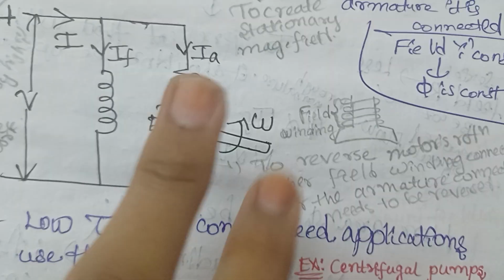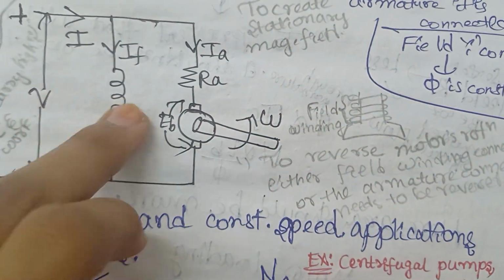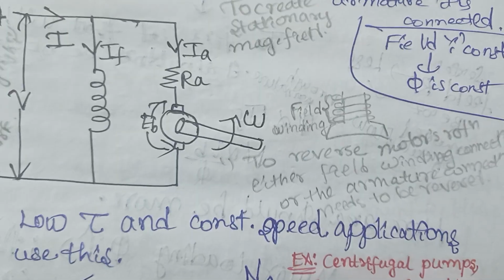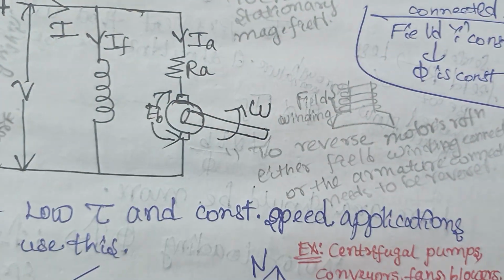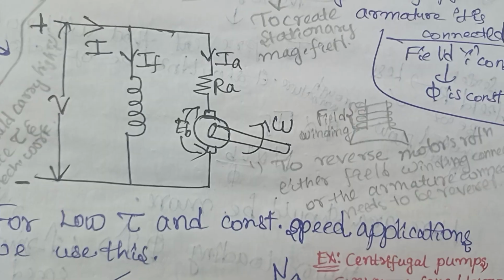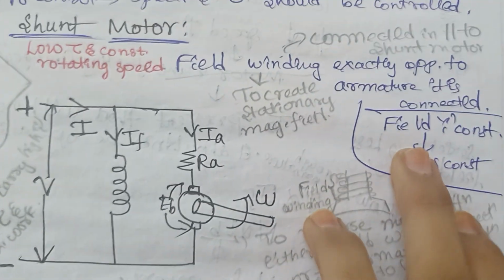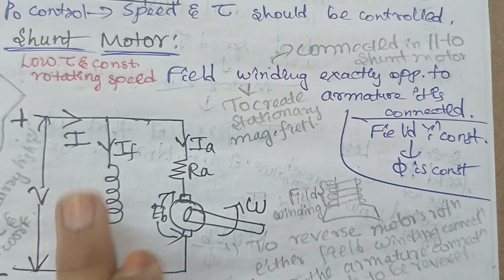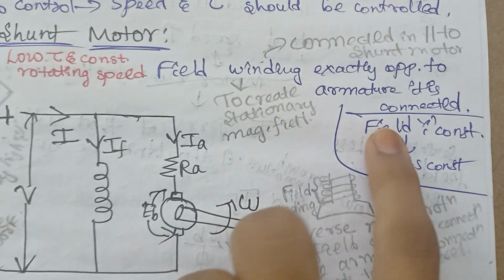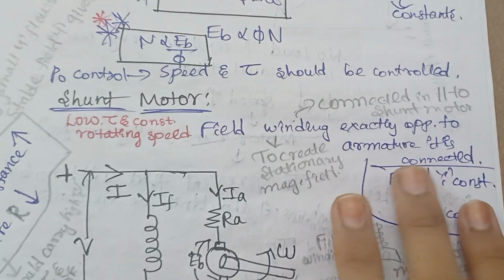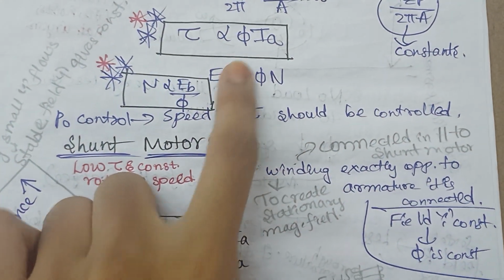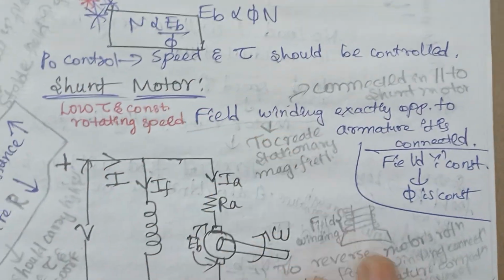Okay, either reversing the field winding connection or the armature connection will only lead to reversing the rotation of this motor. And this field winding should be connected exactly opposite, that is in parallel. We have discussed this already. And the field current is constant. The moment the field current is constant, your flux will also become constant.